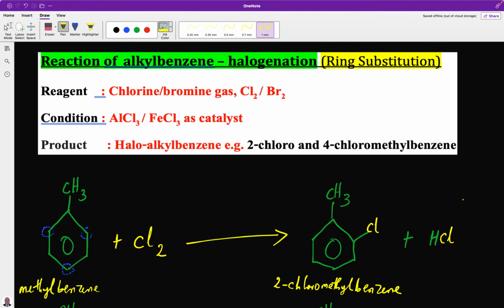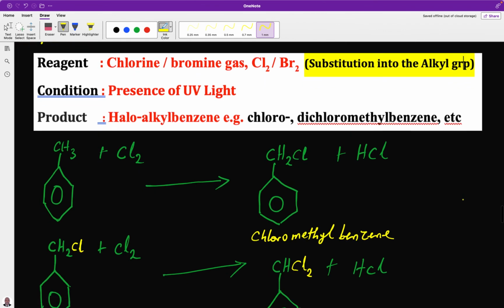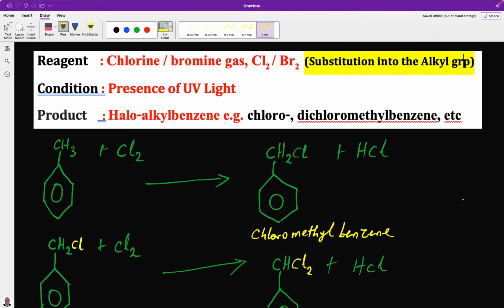This is where there is electrophilic substitution. Electrophilic substitution is taking place at those positions because those are the positions where there is high electron density. And that is why reacting with chlorine, we had two products: 2-chloromethylbenzene and 4-chloromethylbenzene. Then we went further to still using halogenation, but this time around the reaction condition changed. And I told you that the type of halogenation that takes place will depend on the reaction condition. And the reaction condition in this situation is a UV light that is acting as a catalyst, no more a halogen carrier.